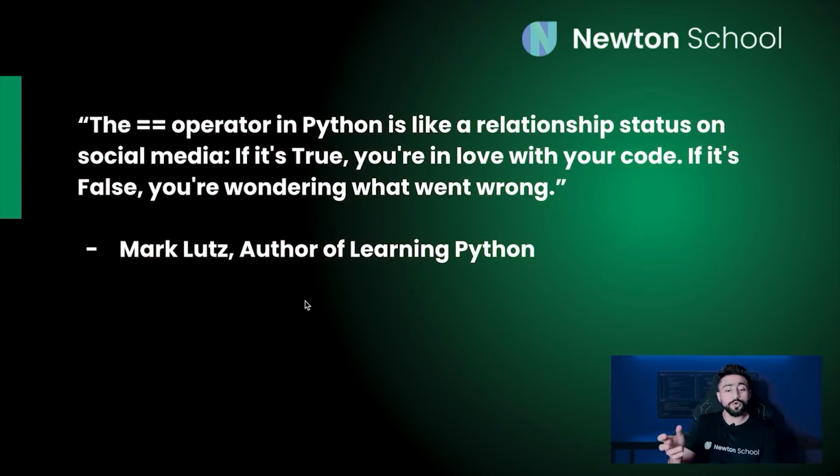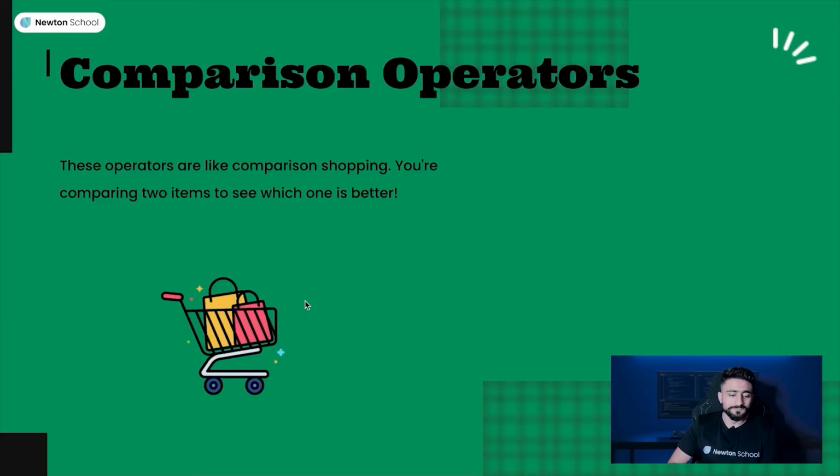The equal to operator in Python is like a relationship status on social media. If it's true, you are in love with your code. If it's false, you are wondering what went wrong. There are some funny analogies given by the Python authors, and even in the previous videos you might have seen they compare these things with real life terminology. These operators are like comparison shopping: you are comparing two items to see which one is better.